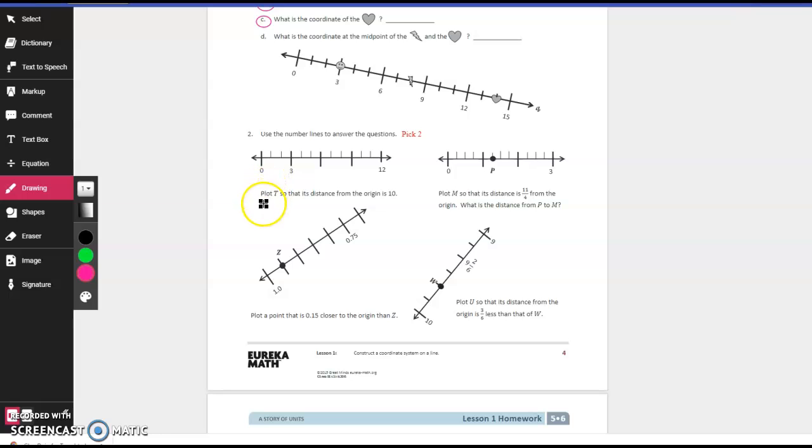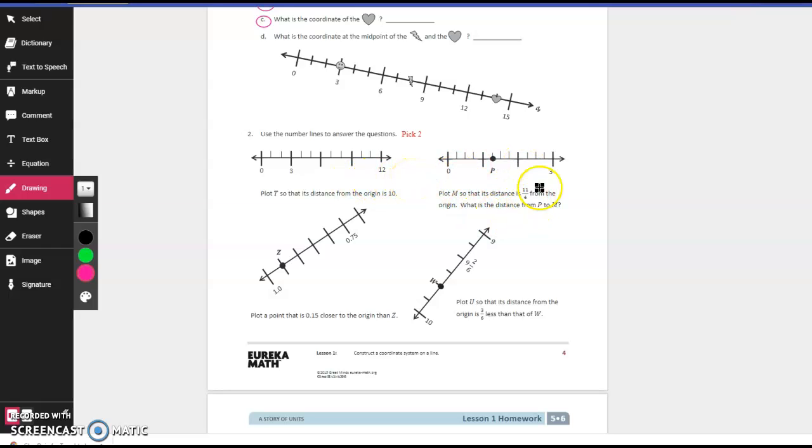For this first one, it says plot T so that its distance from the origin is 10. Here's the origin. We need to put a T on here at number 10. Let's look at the number line. Is the number line going as whole numbers for each hash mark, or is it fractional amounts? You need to figure that out and then put a T at the 10 mark.